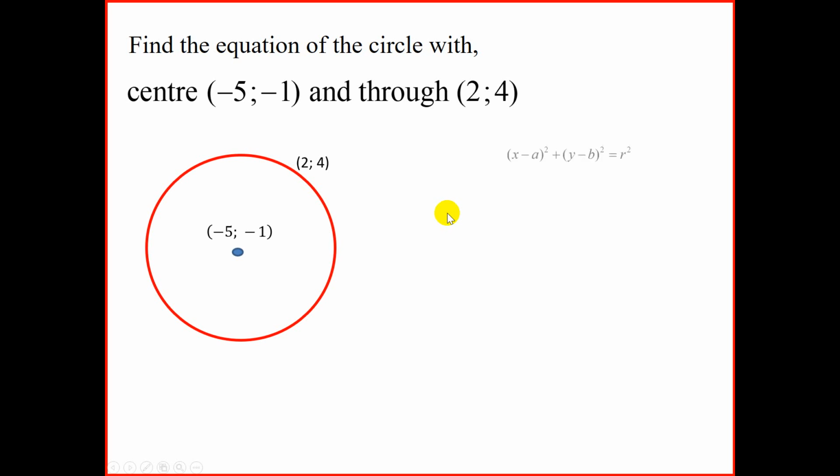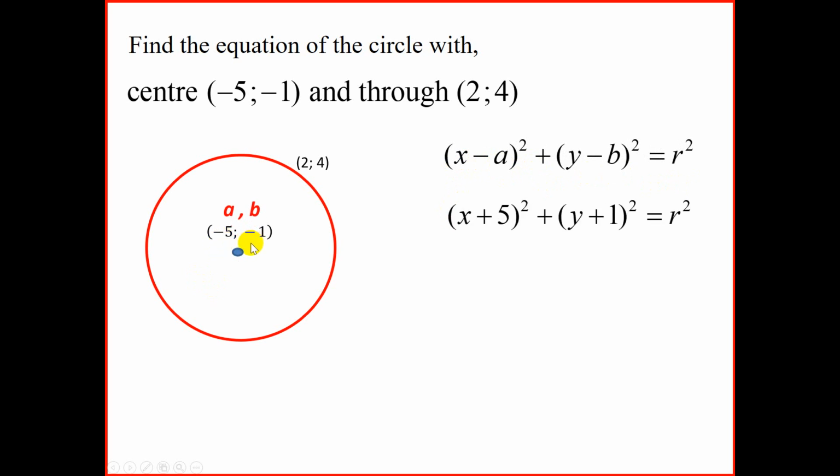Start off with the equation of our circle: (x minus a) squared plus (y minus b) all squared is equal to r squared. We need our a and b, and we can get that from the center (-5, -1). If we substitute the a value, we say (x plus 5) all squared. Substituting the b value, we get (y plus 1) all squared, which is equal to r squared. Now we have to find the radius.